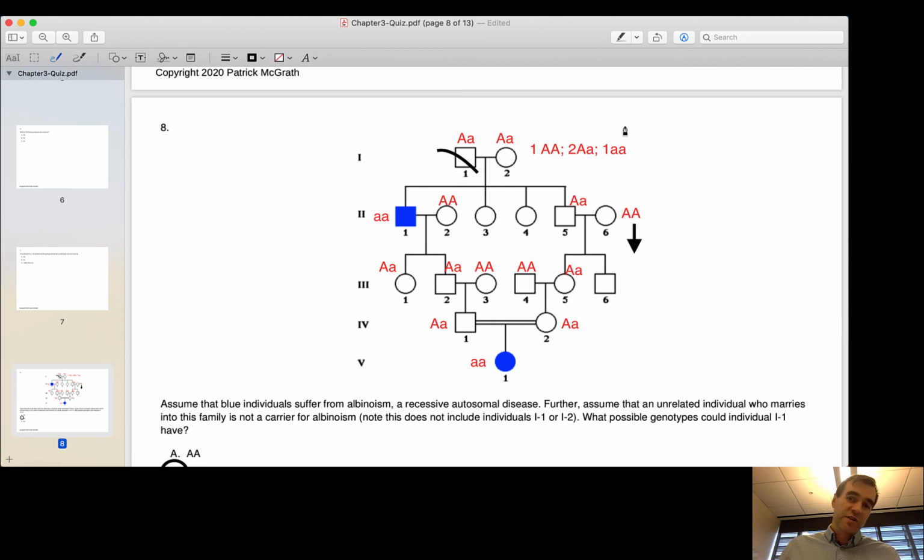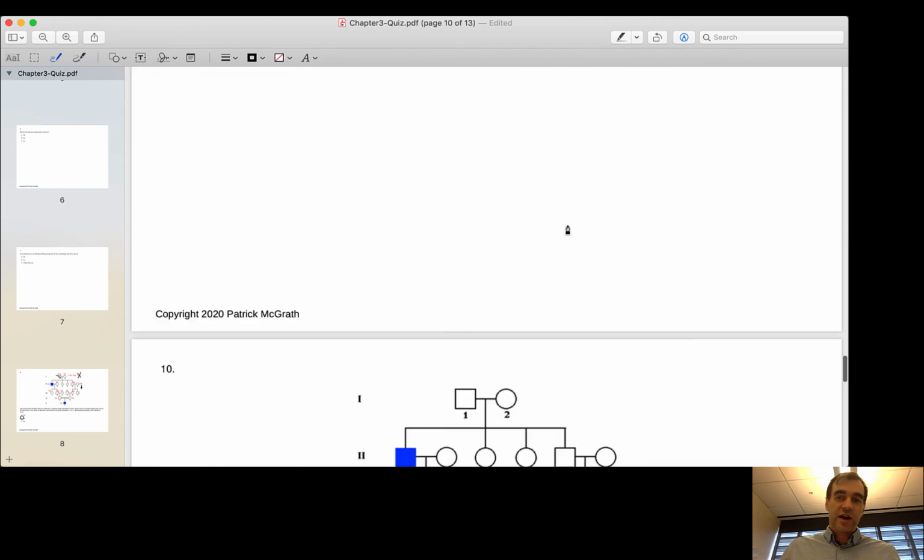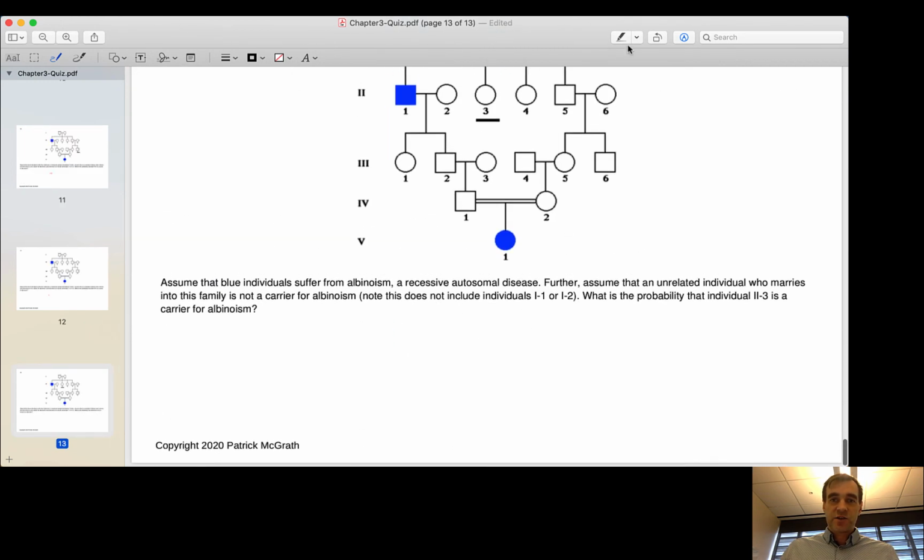However, this individual does not suffer from albinism, so we know for certainty that they can't have that genotype. And so this is where renormalization comes into play. There are 2 possible ways that they can be a carrier, and there are 3 total genotypes that they can have. So the answer to this is simply 2/3.